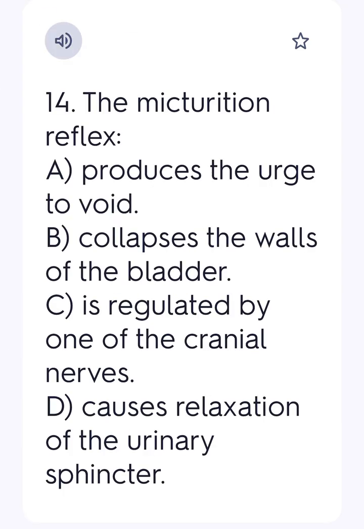14. The micturition reflex, A produces the urge to void, B collapses the walls of the bladder, C is regulated by one of the cranial nerves, D causes relaxation of the urinary sphincter. Ans. A.